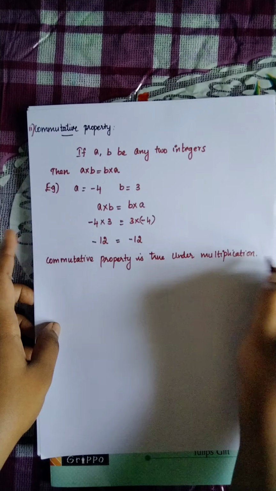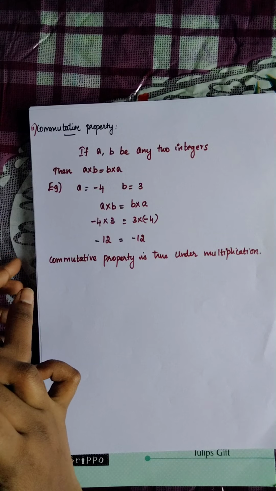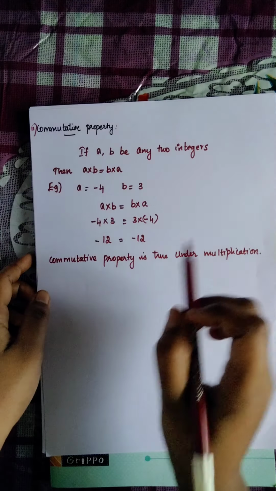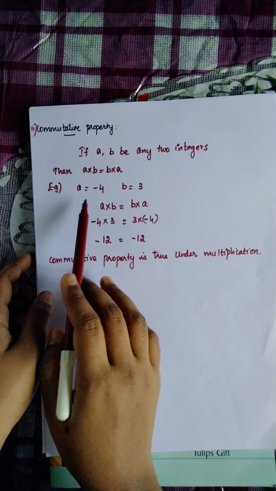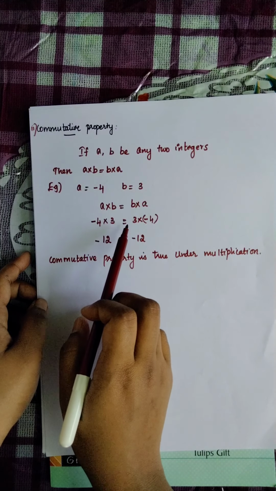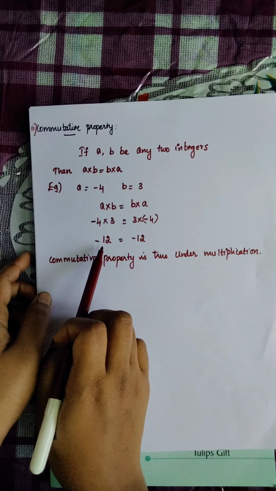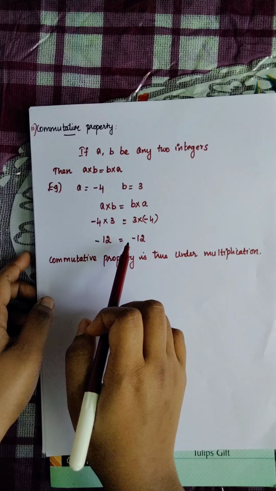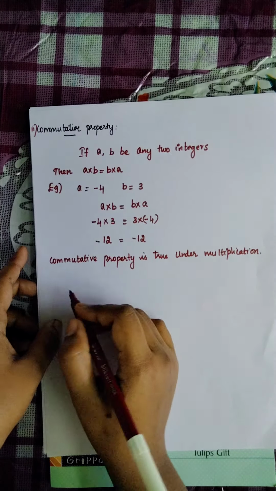Do you all understand? If a, b be any two integers, then a into b is equal to b into a. Substitute the a and b values here. So a into b is minus 4 into 3, which is minus 12. 3 into minus 4 is also minus 12. See one more example.